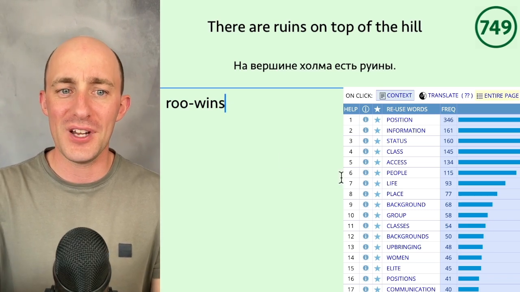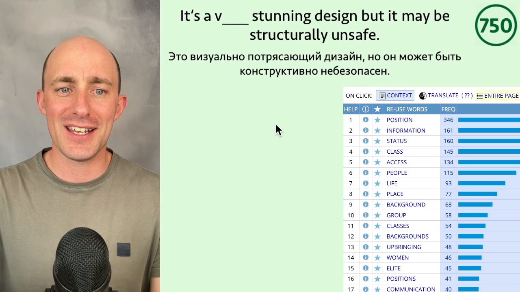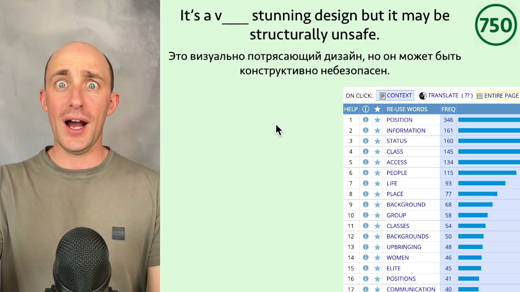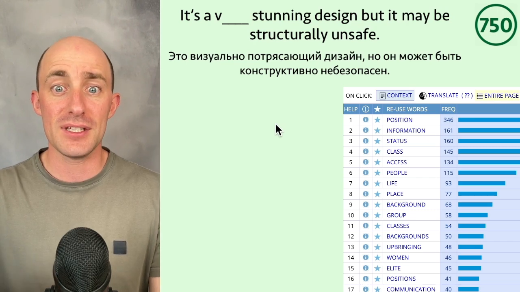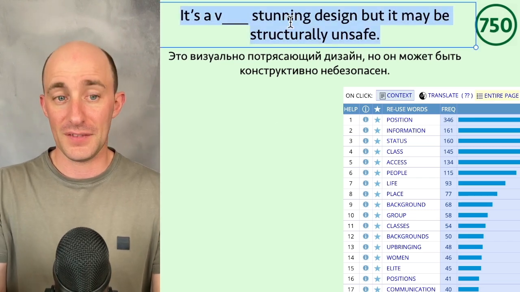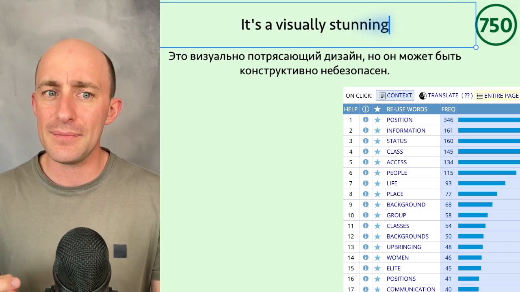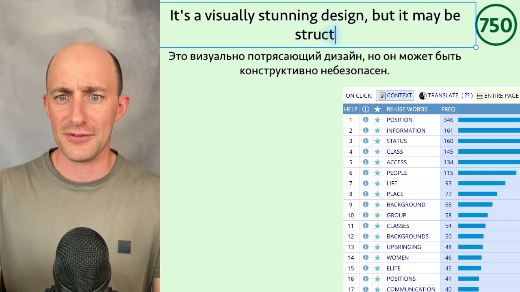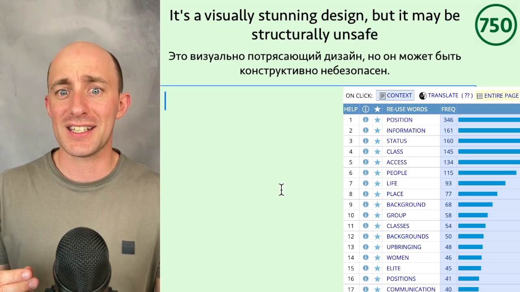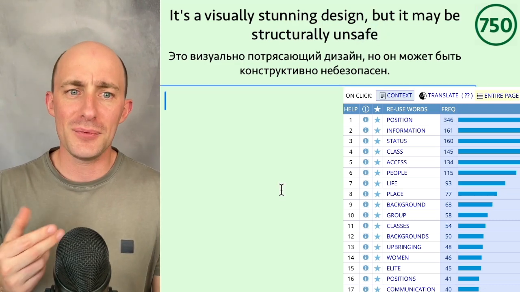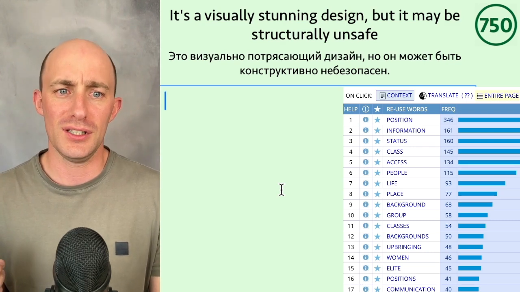And the last word in today's lesson. Это визуально потрясающий дизайн, но он может быть конструктивно небезопасен. Visually. It's a visually stunning design, but it may be structurally unsafe. Visually stunning, structurally unsafe. Just be careful because in Russian it's visuально. Sometimes people want to say visual. You don't need to.